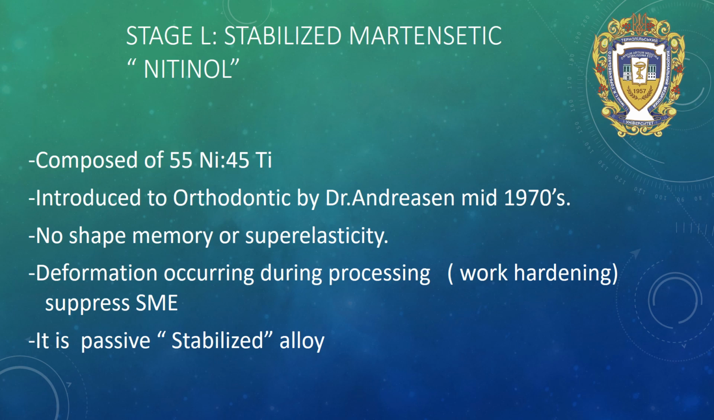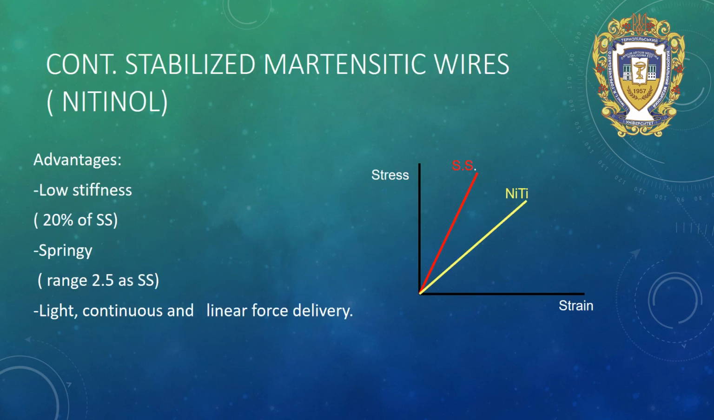Stabilized martensitic nitinol, composed of 55 nickel and 45 titanium, was introduced to orthodontics by Dr. Andreasen in the mid 1970s. No shape memory or superelasticity. Deformation occurring during processing is suppressed. It is a passive stabilized alloy. Diagram. Advantages: low stiffness, springy, and high continuous and linear force delivery.